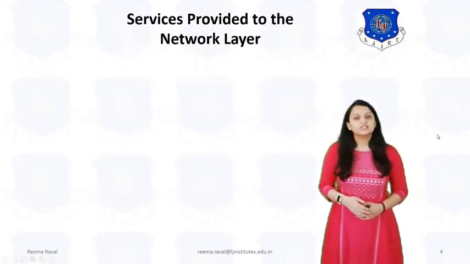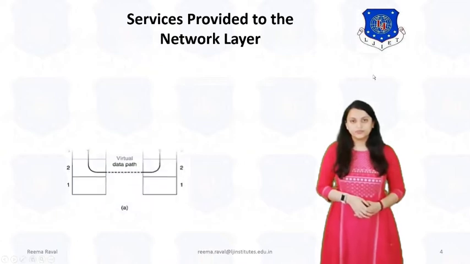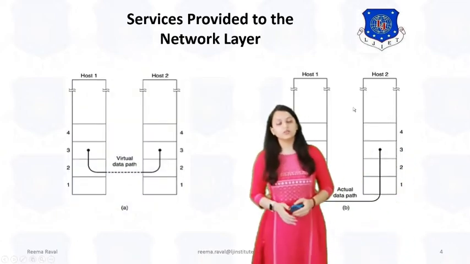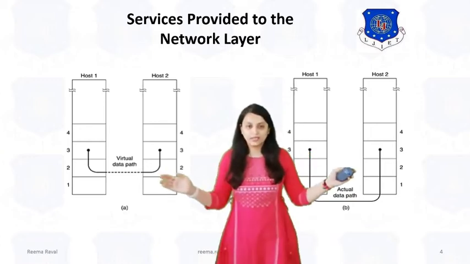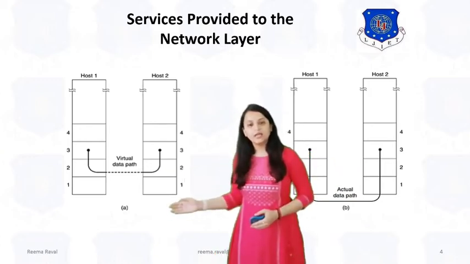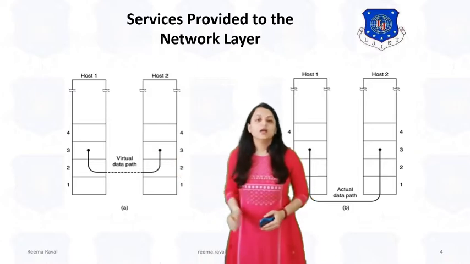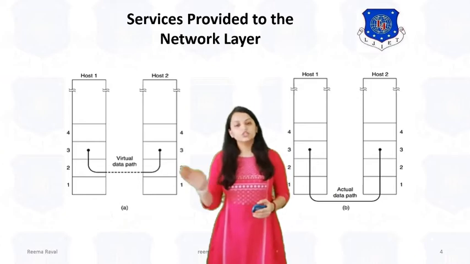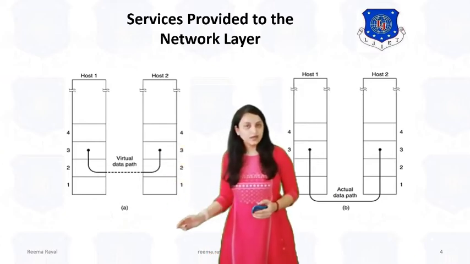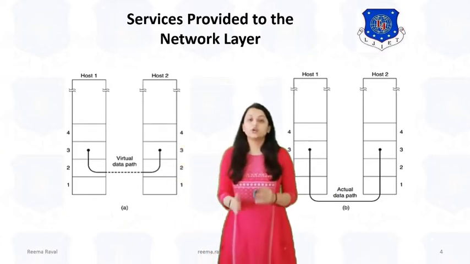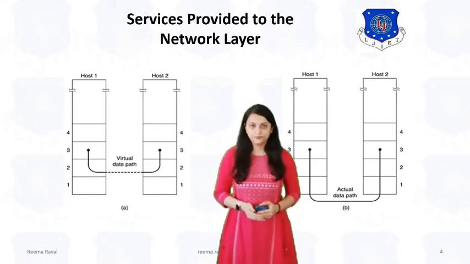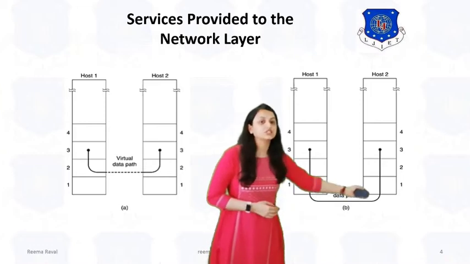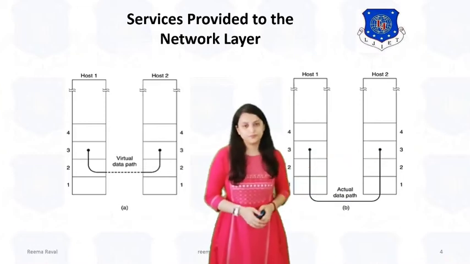Now let us see the services provided to the network layer. To indicate the services provided to the network layer, we need to consider these two diagrams. The first diagram indicates the virtual data path, and here the actual data path is indicated. In the virtual data path, the lower layers are not indicated because the data connection is provided virtually. And here the actual data path is indicated, where the physical connection is provided to the particular layers.